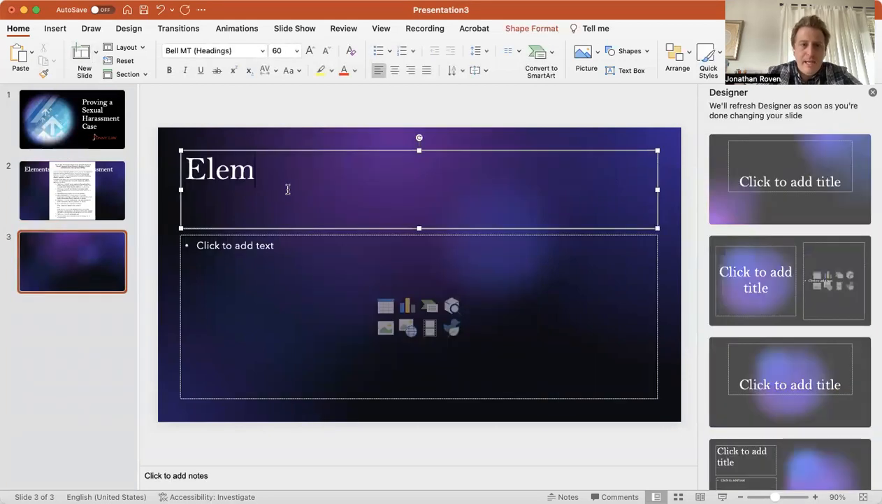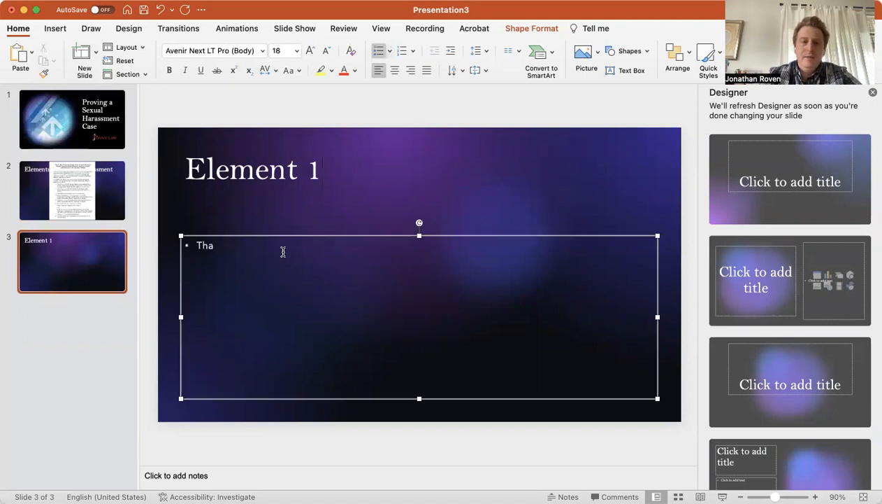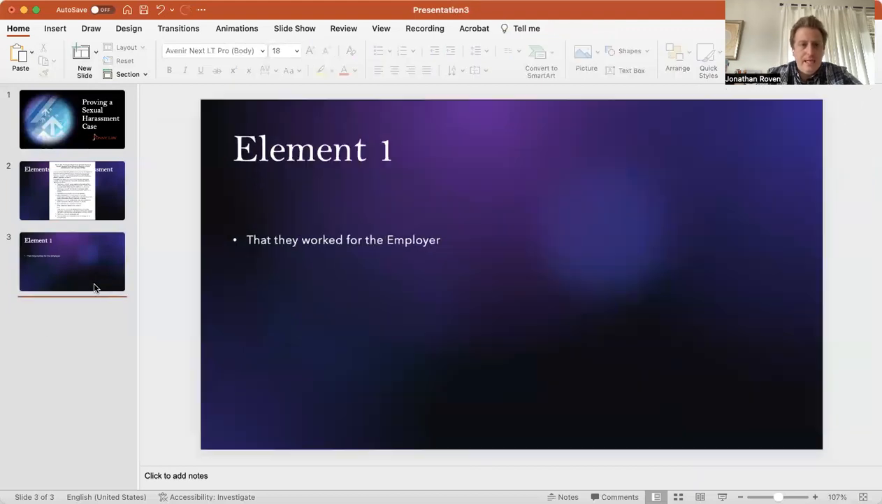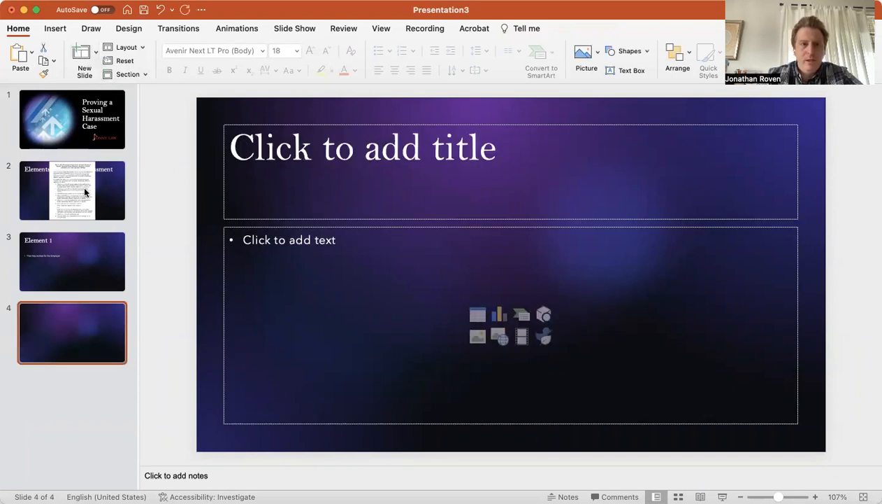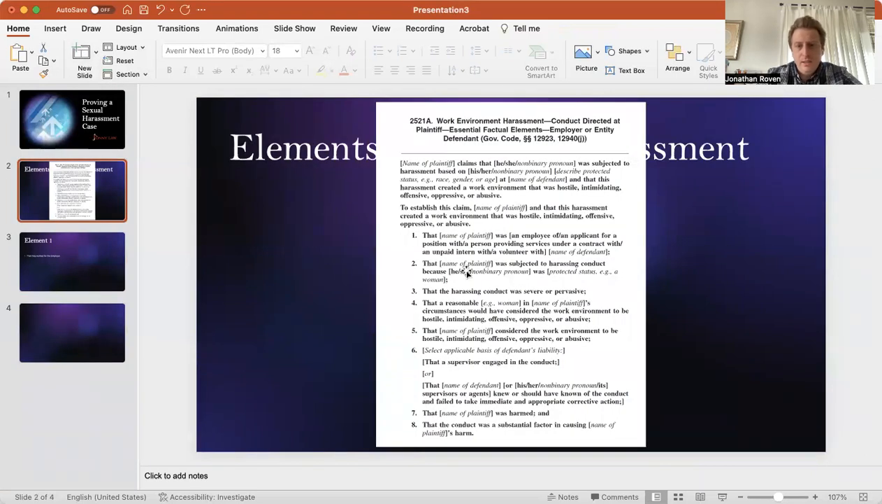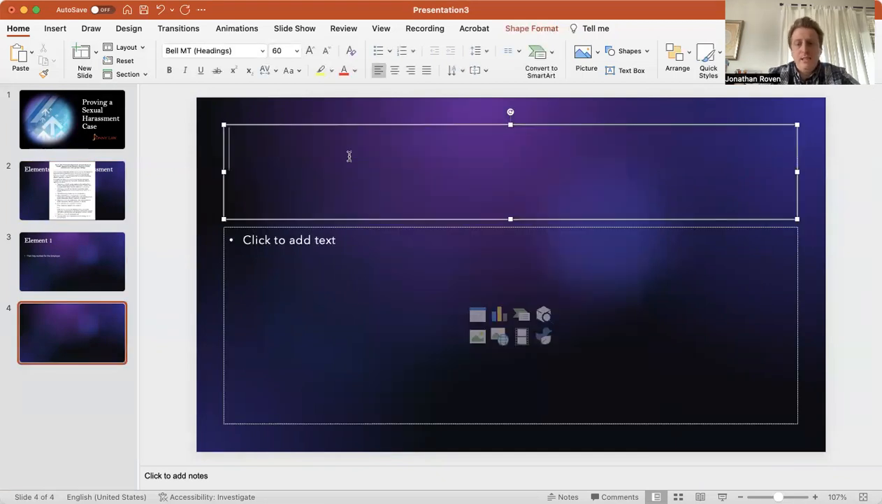So we'll break this down by elements. Element one, that they worked for the employer. It's a pretty simple element to show, generally speaking. There are obviously exceptions to everything. Element two, that they were subjected to harassment because of their protected status.